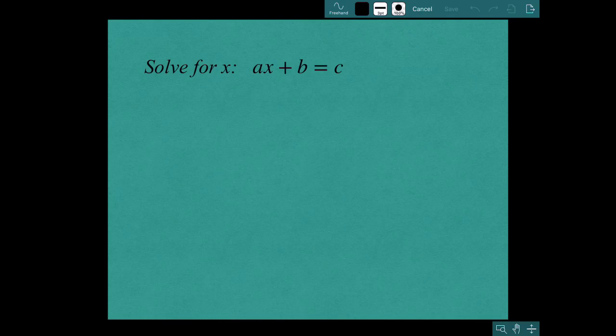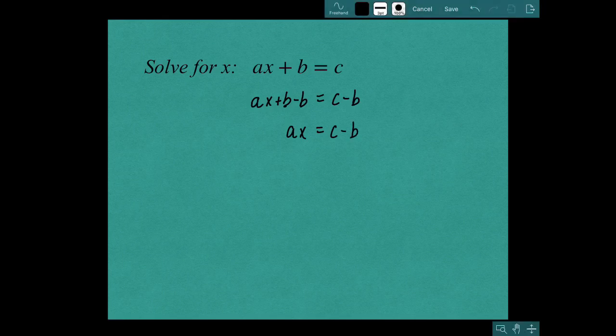The question says solve for x. What it's saying is get x all by itself. So if we follow the order of operations backwards, the easiest thing to do would be to subtract a term from each side as our first step. If I subtract b on the left, I'll subtract b on the right. I'll get ax equals c minus b.